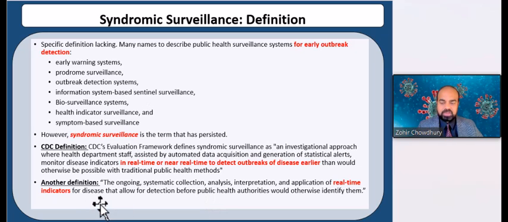In these two definitions above, you'll probably notice that the definition of syndromic surveillance is very similar in ways to the definition of surveillance in general. It's ongoing and systematic collection. There's analysis and interpretation of data involved. However, the time component and the type of data collected are different from passive or even active surveillance. It's real time or near real time.